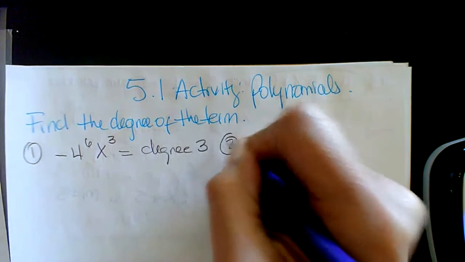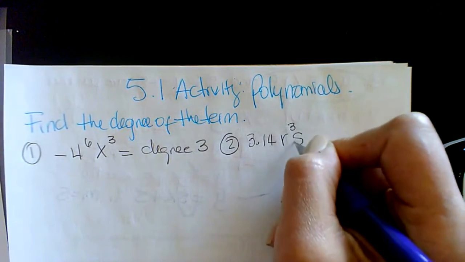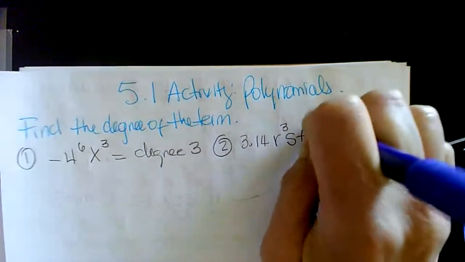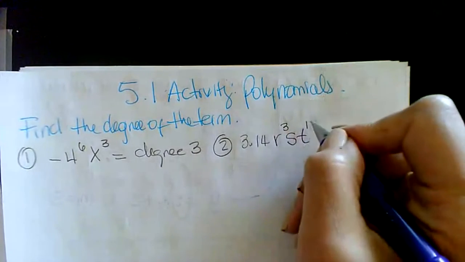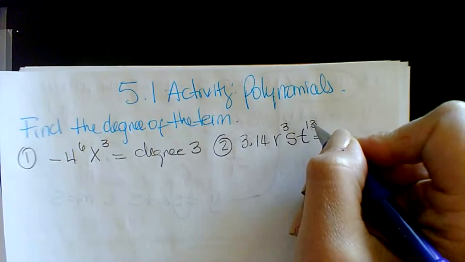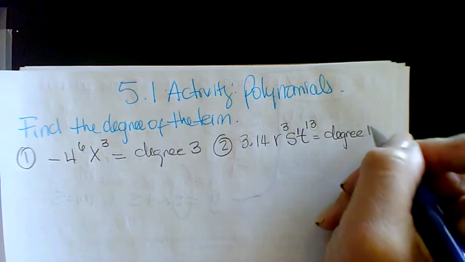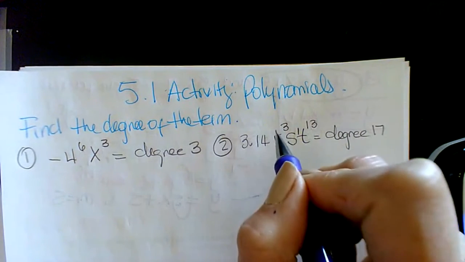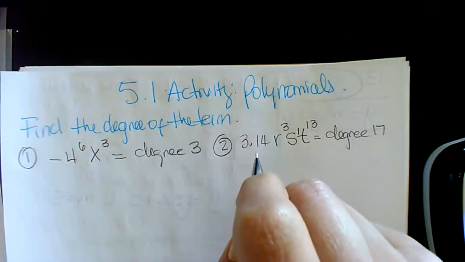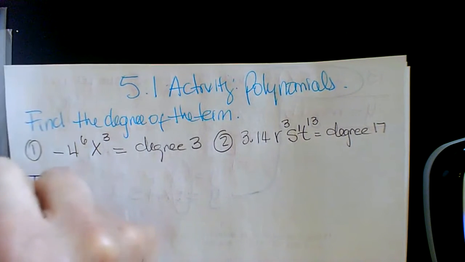This one, we have a 3.14 r to the third s and t13. So this is going to be what? 13 plus 3, 16 plus 1. The degree is what? 17. The degree is the sum of the exponents, only the variables. Okay? Now, the next one is asking me to find the degree of the polynomial.